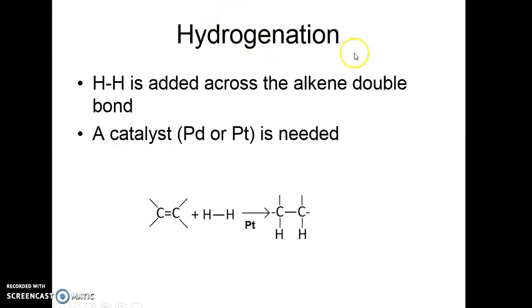So here's an example. This is hydrogenation. Here the double bond is going to have hydrogen added across it. Now we have to use a catalyst or it doesn't happen. So we either use platinum or palladium. Okay, so this bond is cut. This hydrogen gets attached here. This hydrogen gets attached there. And we go from having unsaturation to having saturation.